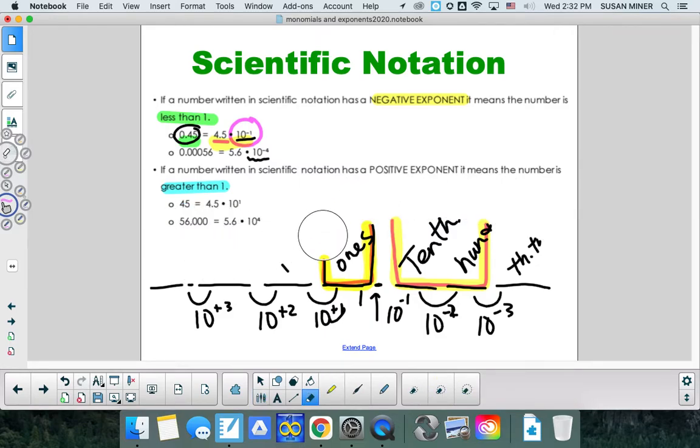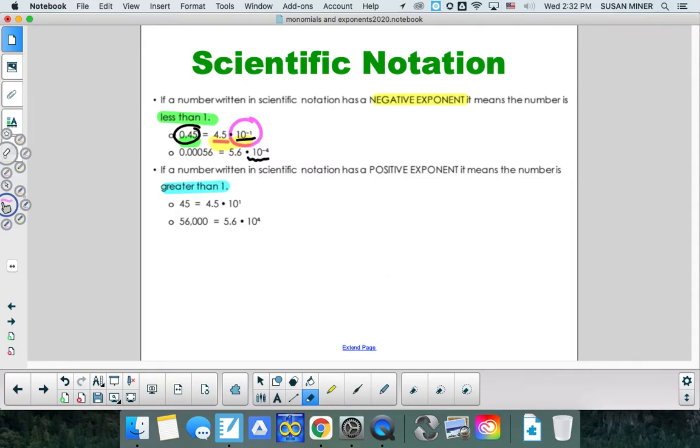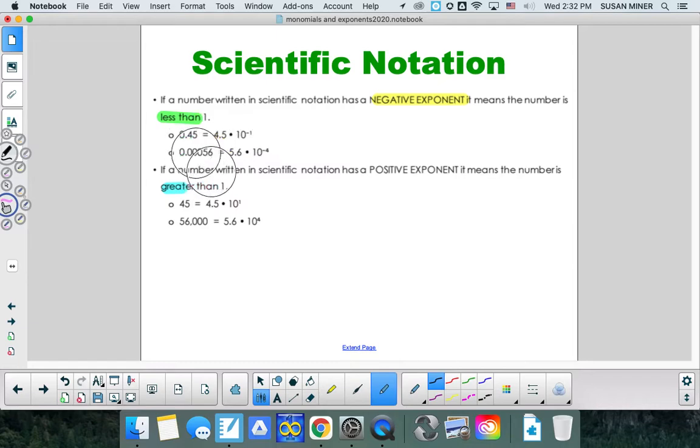Okay, so we'll kind of see how this works in just a minute, but that's where those numbers come from. They're coming from place values. And so a really, really big number would have a positive exponent, and a really, really small number is going to have a negative exponent.